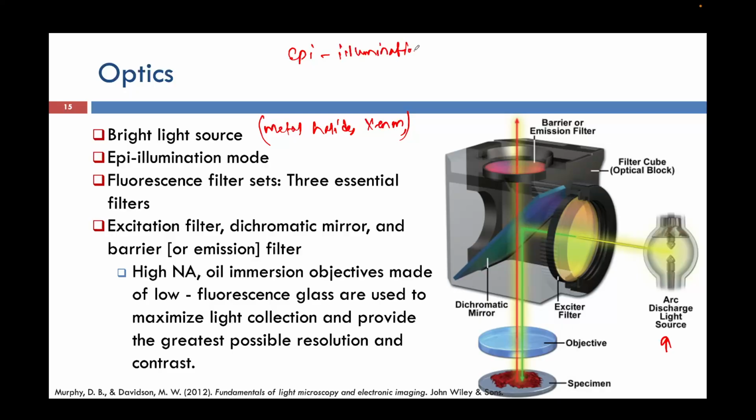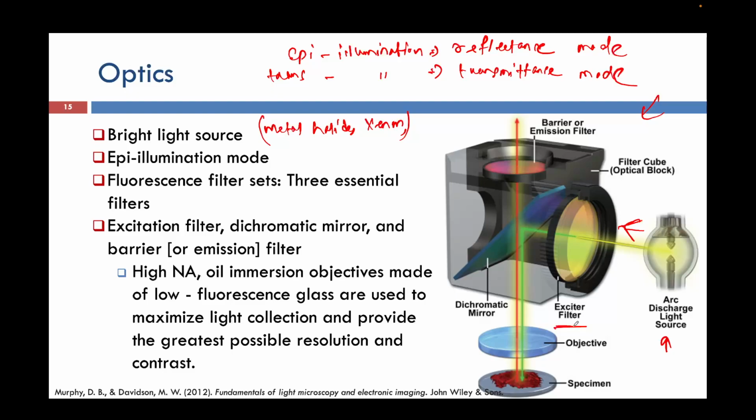Epi illumination is in reflectance mode, and there is another illumination mode, trans illumination mode, which is transmittance mode. If you just look at this diagram, you will be able to understand the entire fluorescence microscopy. We are impinging some light here, and since this light is coming, it has a specific energy. So there is an exciter filter. I'll first tell the components. This is the bright light source. This is an exciter filter.